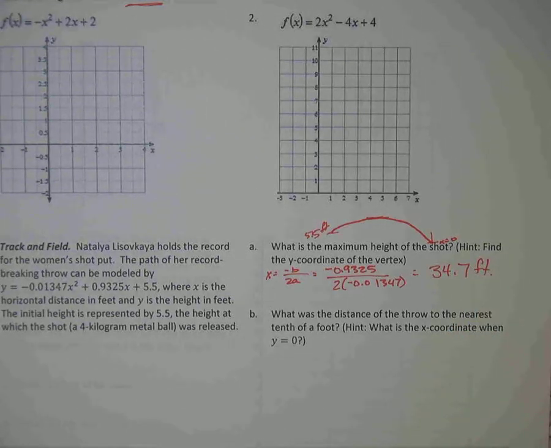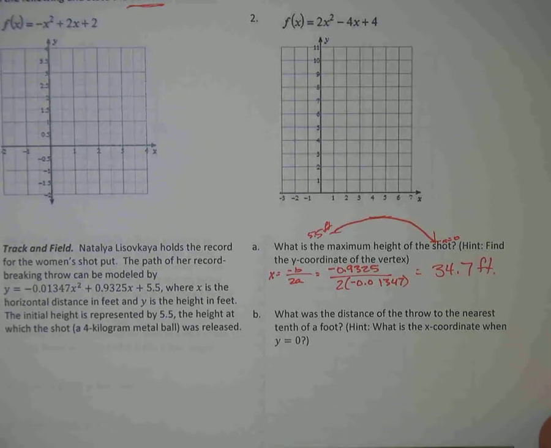So, that being said, that was ugly. Ugly numbers, but you can round once you get to your last step. I usually don't round in the intermediate steps because that throws your numbers off a little bit.